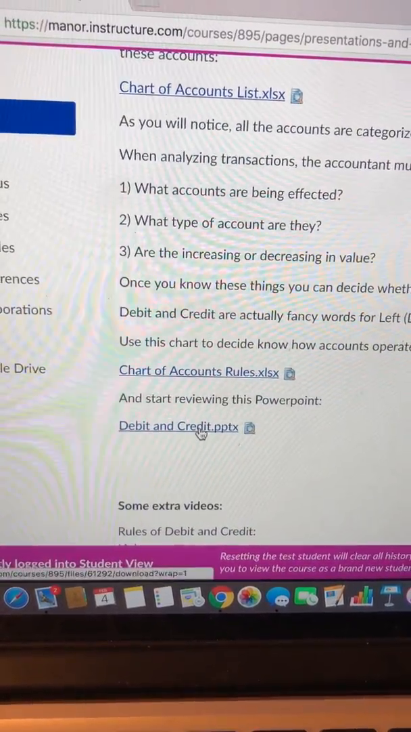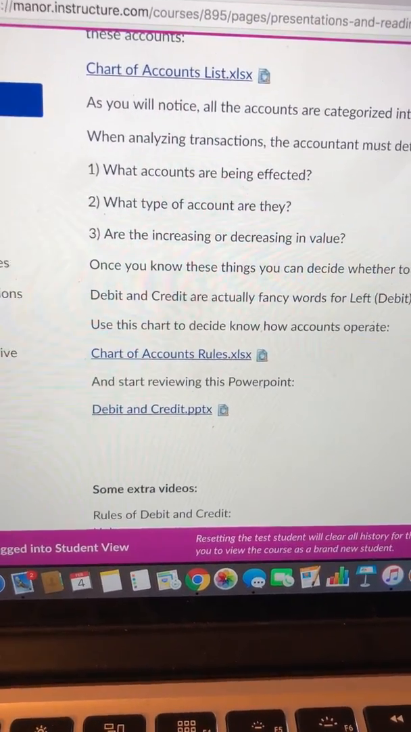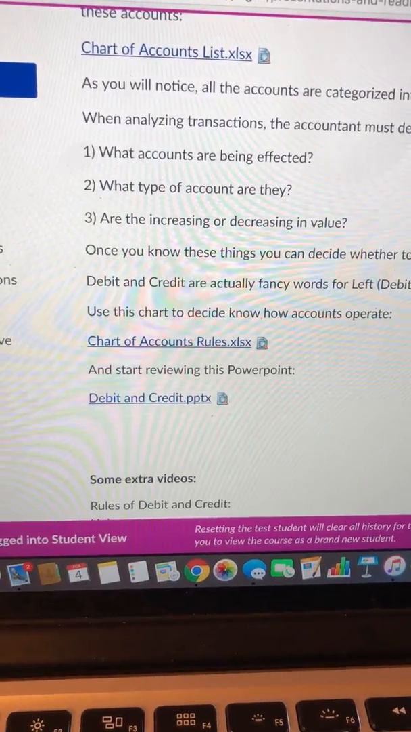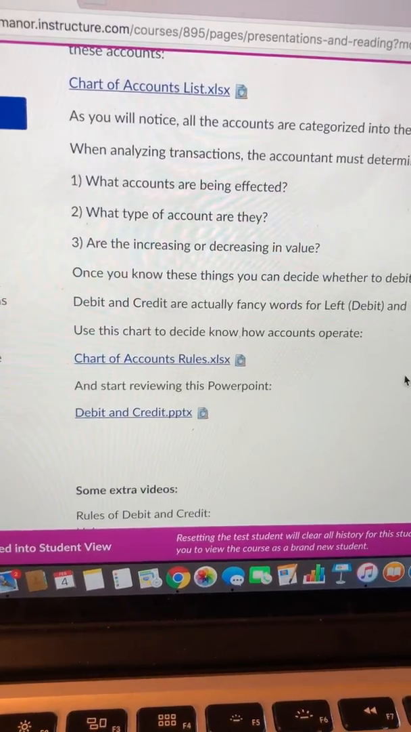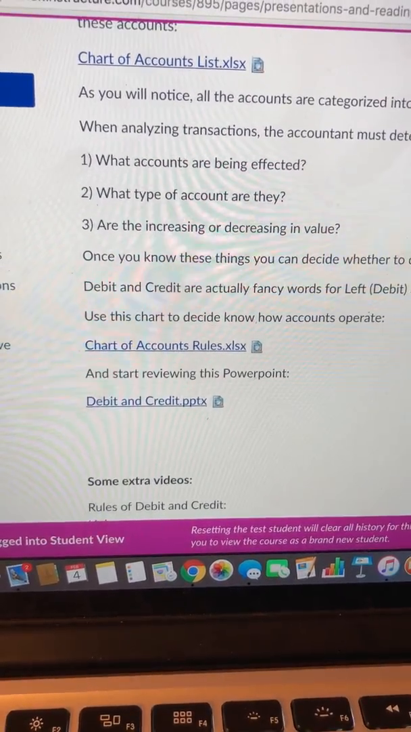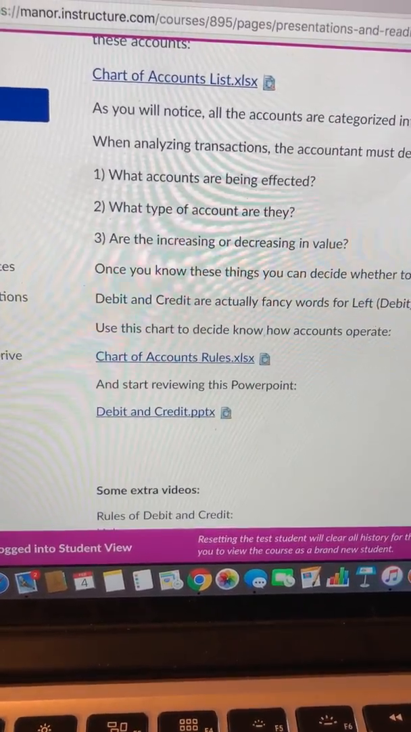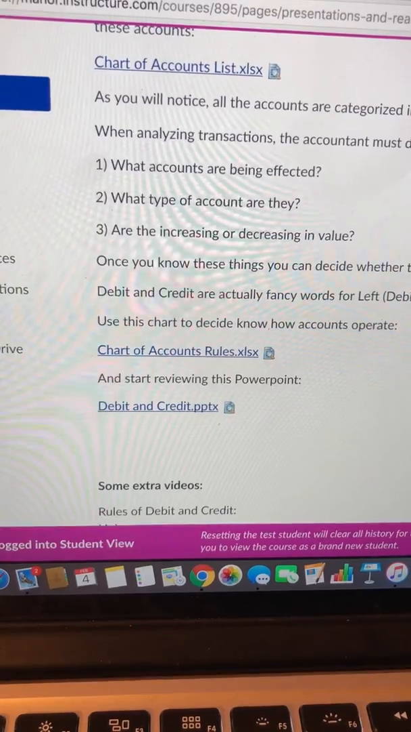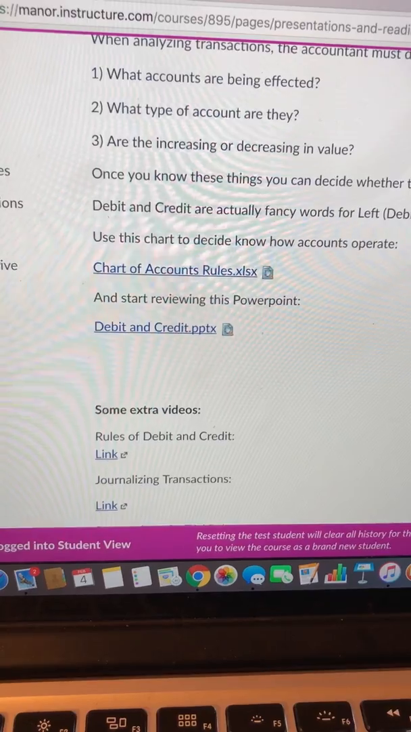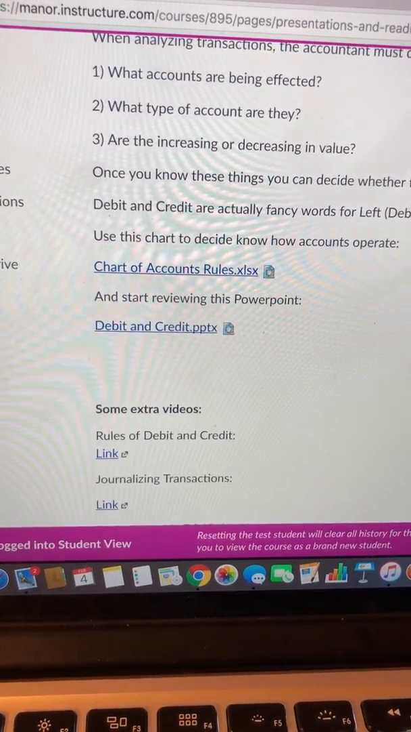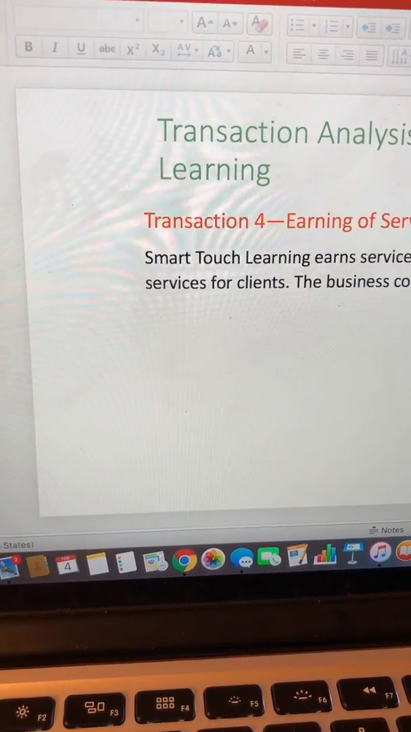As you went through the debit and credit PowerPoint slides, you should have noticed that we started to journalize transactions. The way the process works is you read a transaction, you pick what account from the chart of accounts is affected by the transaction, and then you journalize it from there. We're going to show you some demonstrations like that. The main thing you want to do now is open up the file I just posted, called Journal Entry Demonstrations. And this brings us back to our Smart Touch Learning.